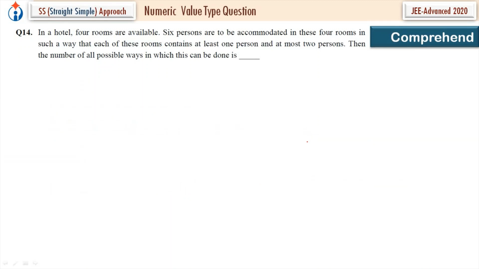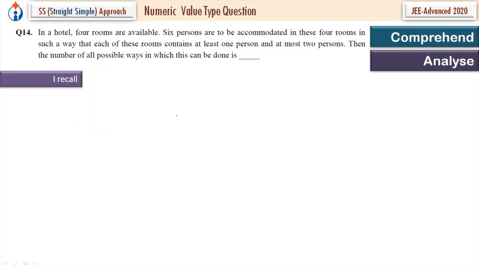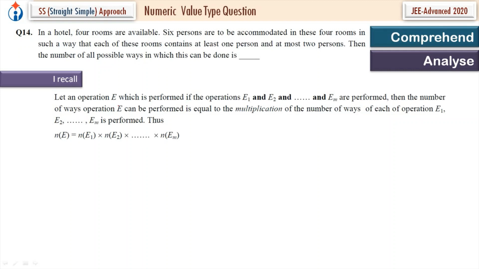Okay? Now let's analyze. So I recall: let an operation E be performed if the operations E1 and E2 and E3 and up to Em are performed. Then the number of ways operation E can be performed is equal to the multiplication of the number of ways of each of operations E1, E2, E3, Em. Principle of multiplication from the NCERT book, right?